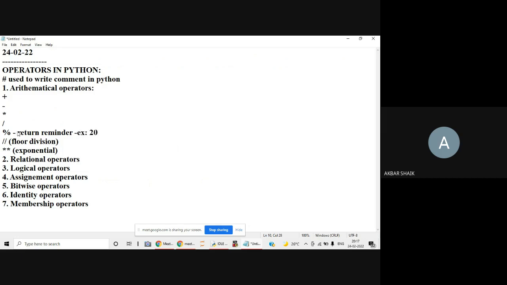20 mod 10. What is the remainder? The remainder is 0. If you divide 20 by 10, you will get remainder as 0. So that's why mod always returns the remainder.